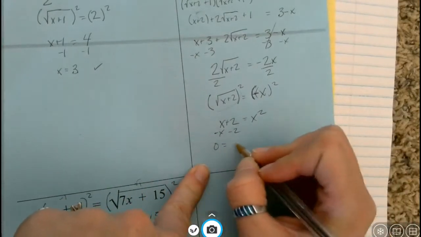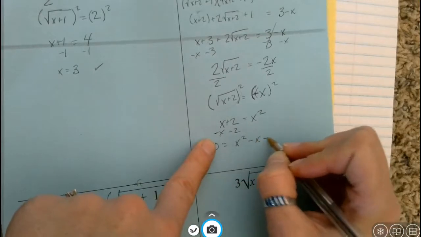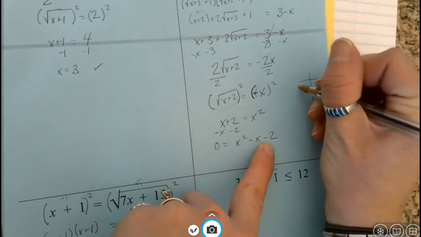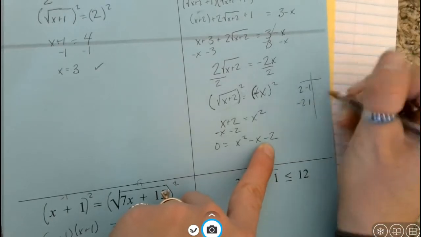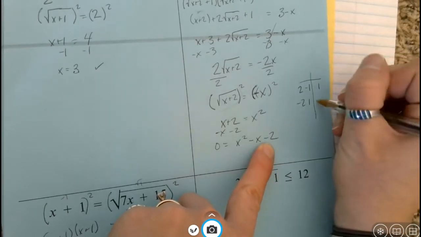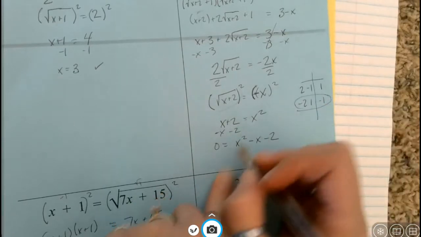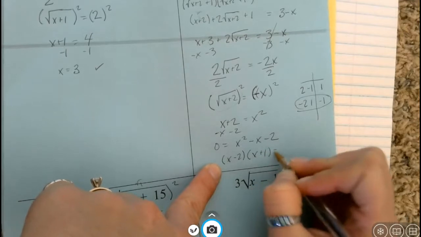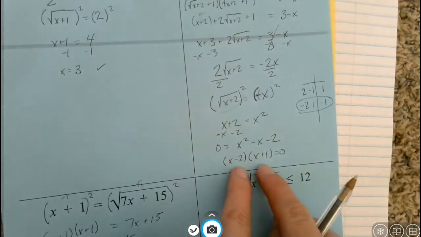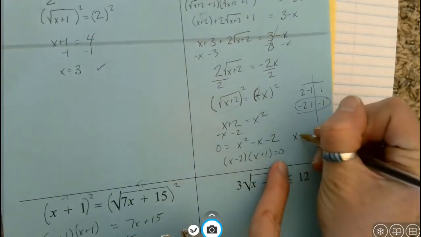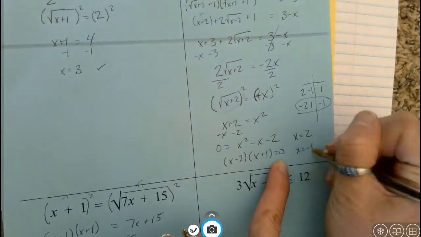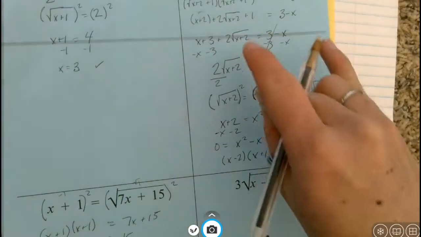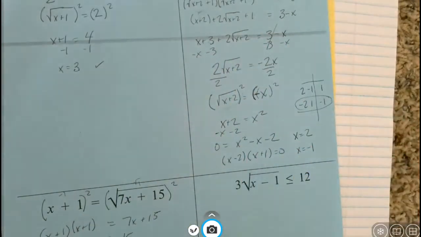So I end up with 0 equals x squared minus x minus 2. Let's see if we can factor this one. All of my possible factors of a negative 2 are 2 and a negative 1, or a negative 2 and a positive 1. This gives me a positive 1, this gives me a negative 1. Here's what I need. So I can go ahead and say x minus 2 and x plus 1 equals 0. I set them both equal to 0, so I end up with x equals 2 or x equals a negative 1. And just like we did in this last example down here, I have to plug both of these in to make sure that they work.